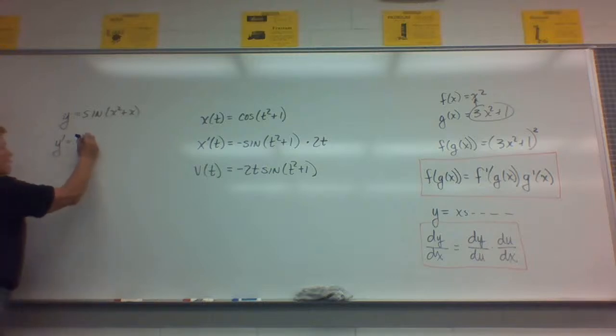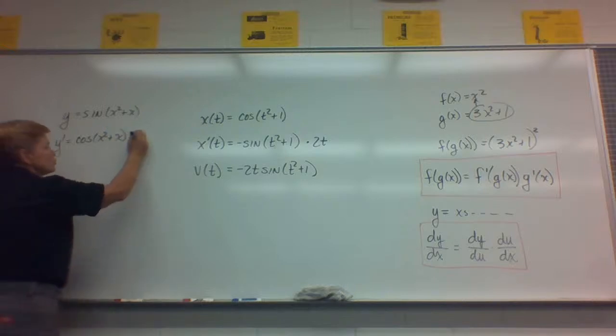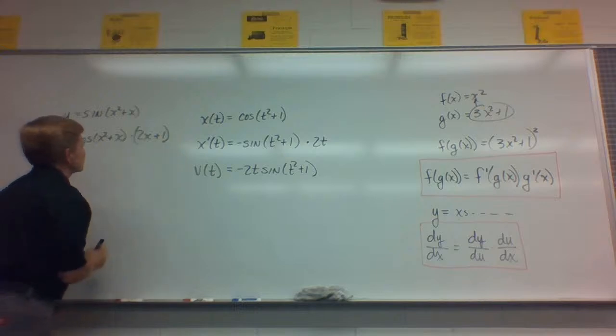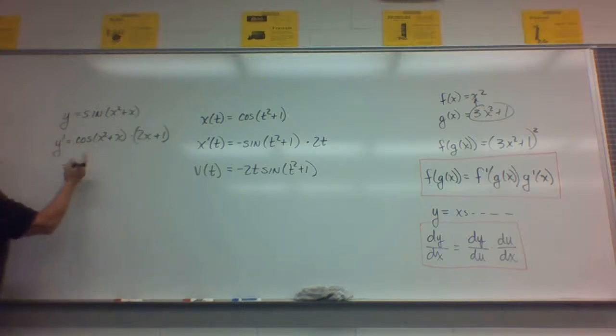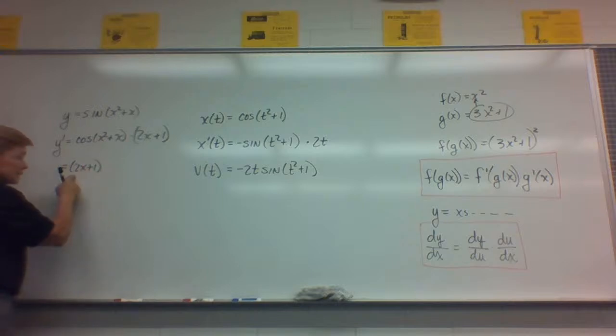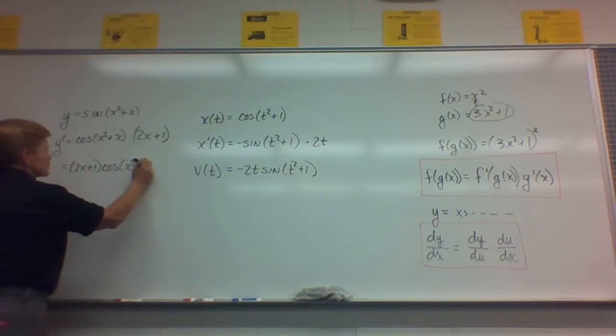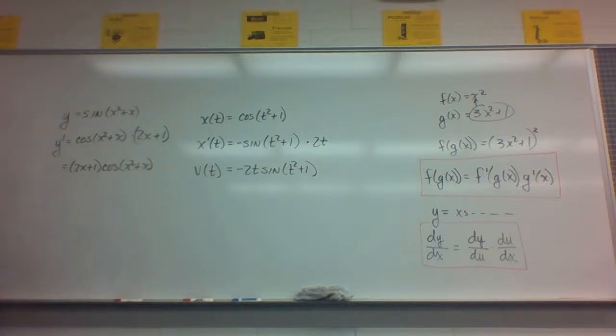Cosine of x squared plus x, times 2x plus 1. Good. We got both of these. To write it, you can leave it like that, that's fine. But most people will put this out front together as a single thought, times the cosine of x squared plus x. Why do we do that? Why do we put stuff out in front of a trig function?